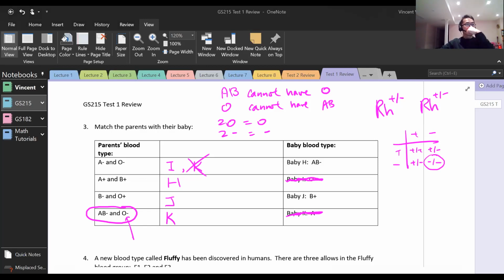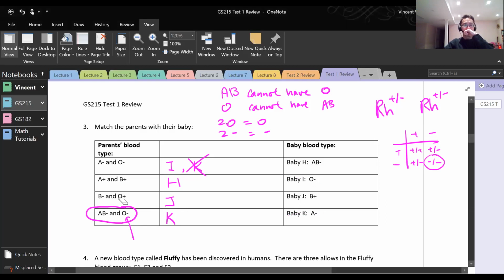For B negative and O positive, can the child also be B negative? They could. Because again, this could be a heterozygous situation, like a plus/minus.